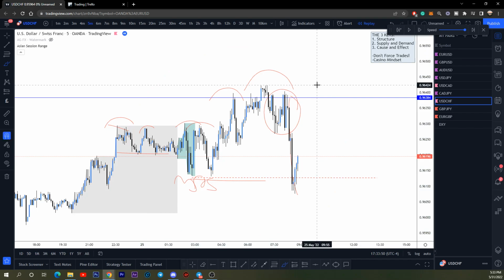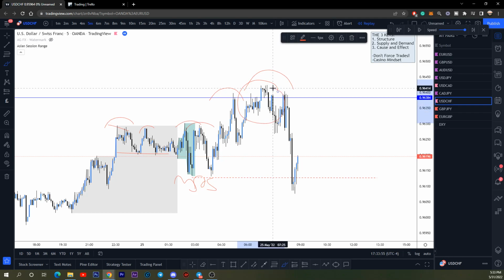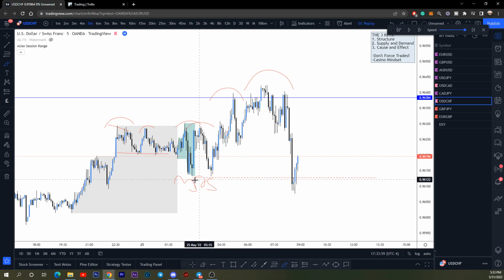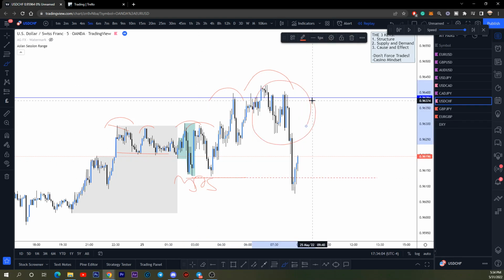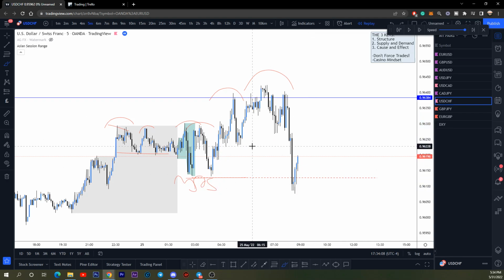Okay, so essentially if you weren't able to participate inside of this lower time frame distribution, you had no choice but to wait for this change of character in order to get into another entry. So essentially that's what we were waiting for. We're waiting for that change of character to confirm that we were going to distribute on a bigger time frame, which was like a 5 minute. After we created that change of character, that gave us the opportunity to take a sell.